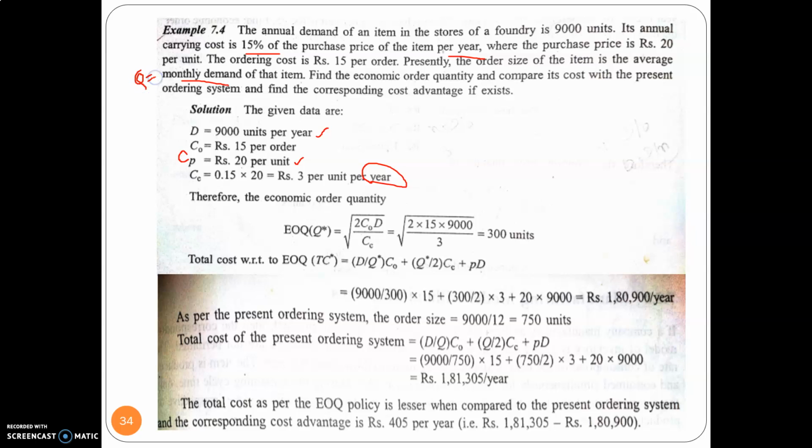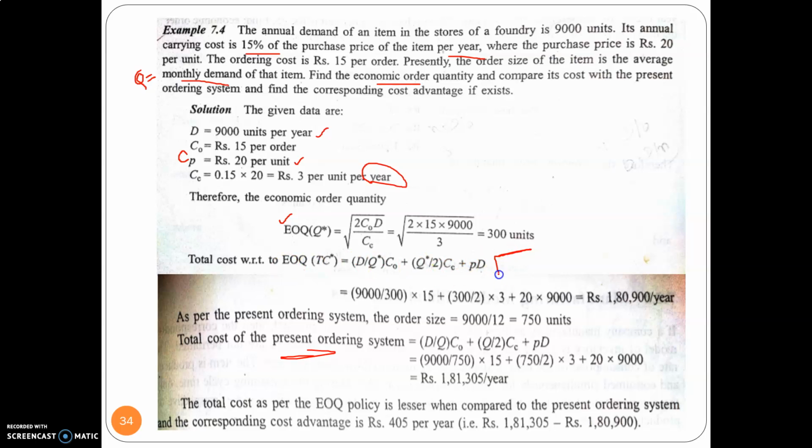They have a different order quantity. Every time they make an order, they have an order quantity Q equal to monthly demand. Now they are asking us to find what is the EOQ and suggest which is better: ordering the monthly demand every time or ordering EOQ. So we have two cases. In case 1 we find the cost associated with EOQ, and in case 2 the cost associated with the present ordering system, that is the monthly demand. Then we compare the two costs. Let us first find the EOQ, that is 300 units. Then let us find the cost with respect to EOQ.